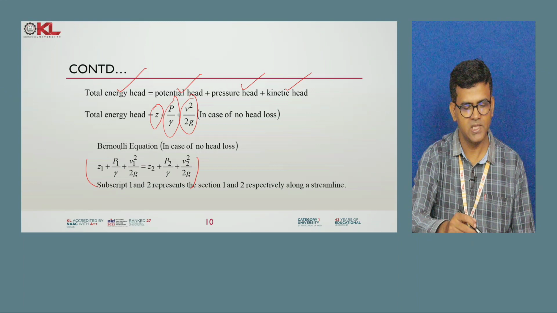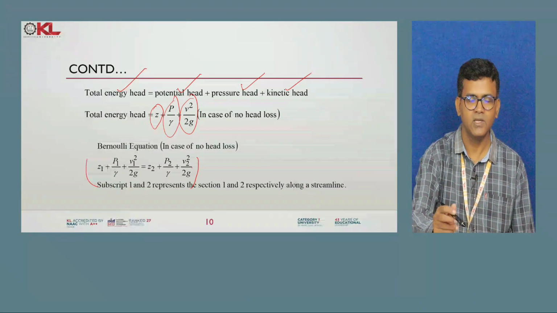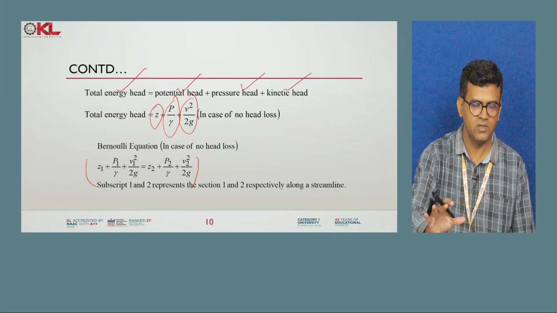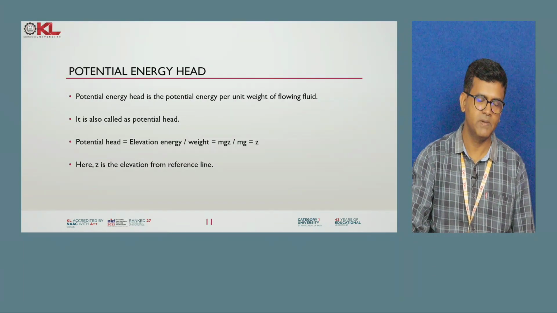That is, Z1 plus P1 upon gamma plus V1 square upon 2G, that is equal to Z2 at section 2 plus P2 upon gamma plus V2 square upon 2G. Now this is the Bernoulli's equation in terms of the head. Now we will see each term separately.